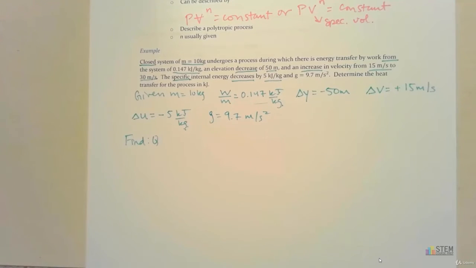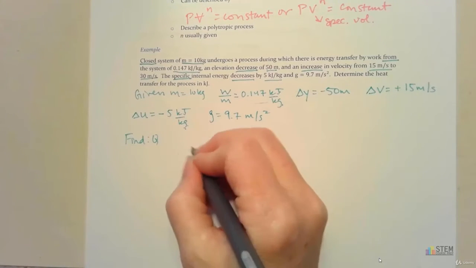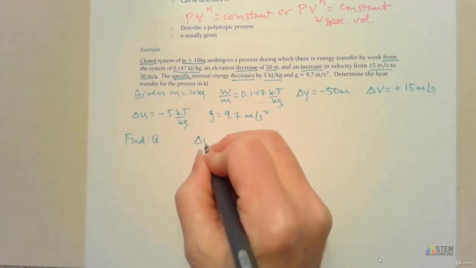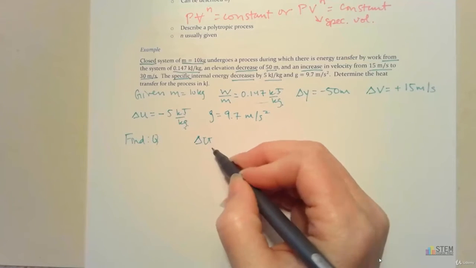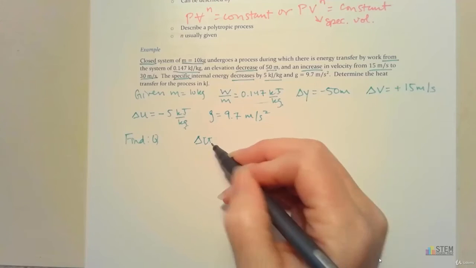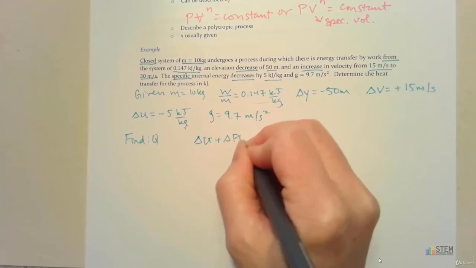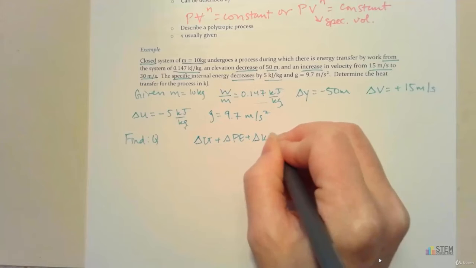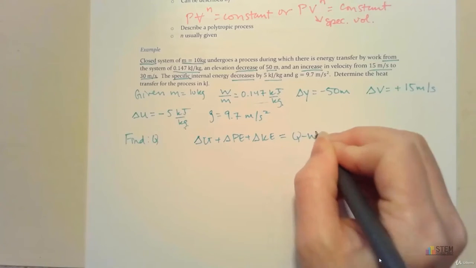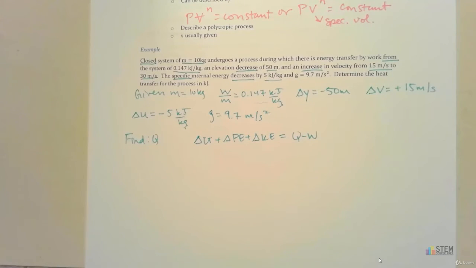Now, look at all the things we've got. We've got work given to us, a change in elevation, a change in velocity, this change in internal energy, and we've got gravity. All of those things should remind you of that energy balance equation. So let's write out that equation. Delta capital U plus delta PE plus delta KE equals Q minus W.